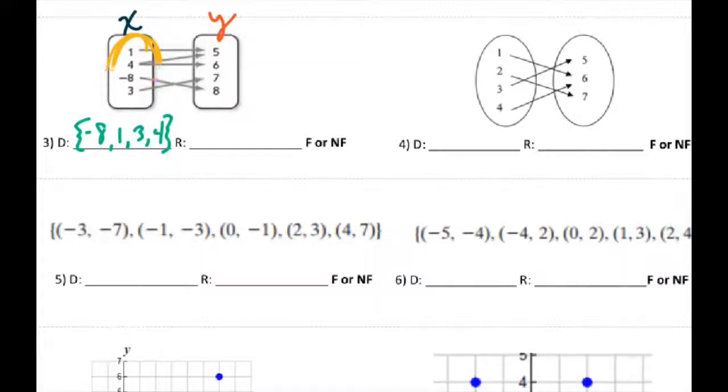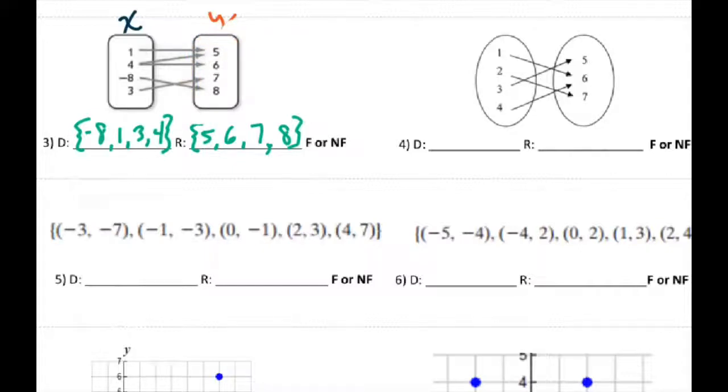If domain is X, then range is Y. So my range is my Y values. Again, I start with a squiggly line, and then I list my Y's. They're already in order, so it's just 5, 6, 7, and 8. There. In this one, we have our domain and we have our range.